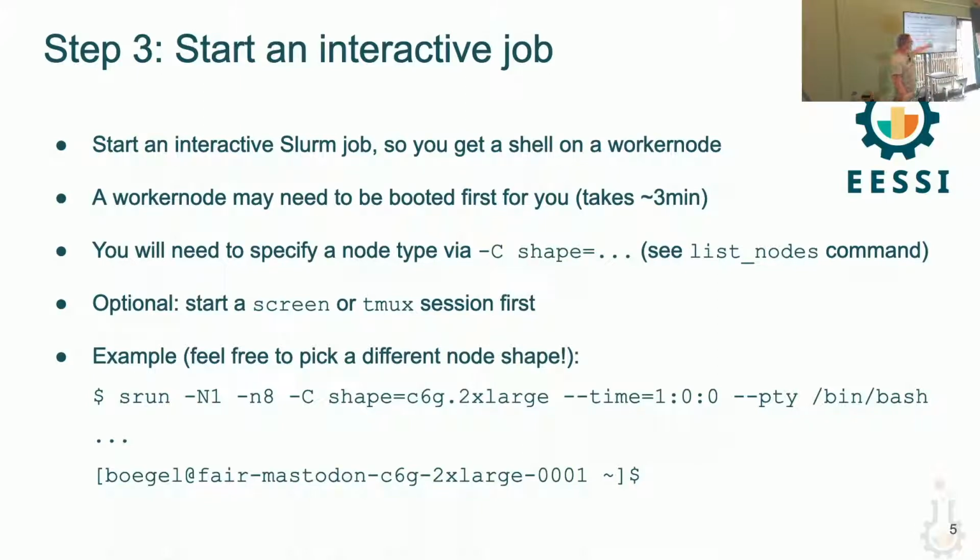This one in particular, that's a C6G, so G is for Graviton, that's an ARM instance, a Graviton 2 instance, I think, and 2xlarge determines the number of cores. So in this case, you'll get 8 cores, I think. So you should basically just run an srun command like this. Number of cores, that doesn't really matter. The shape is an important one, so if you want to play around on an ARM node, you can just copy paste this one, or you could change the shape to something else. If you run the list node command, it will tell you which shapes are available on the cluster. And then either directly, if you're lucky, or after a minute or 2 or 3, you'll get a shell like this, which tells you you're on that specific type of worker node.